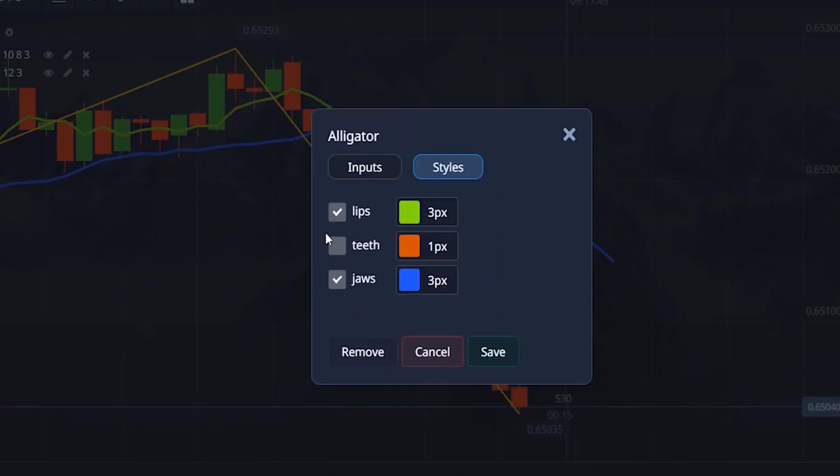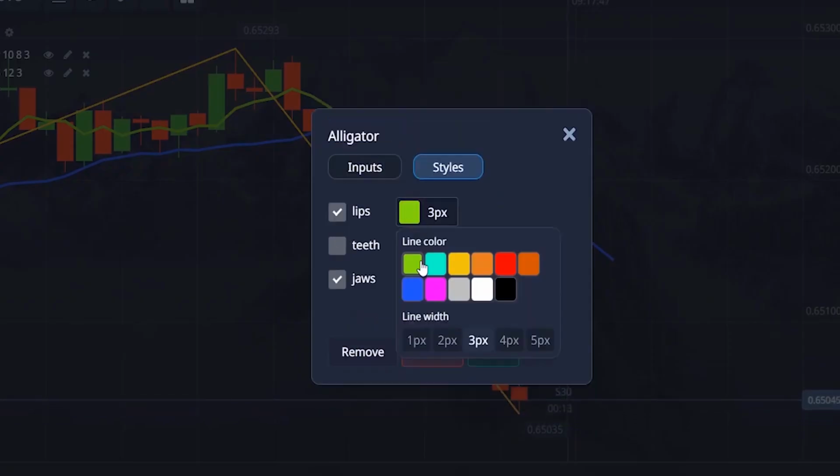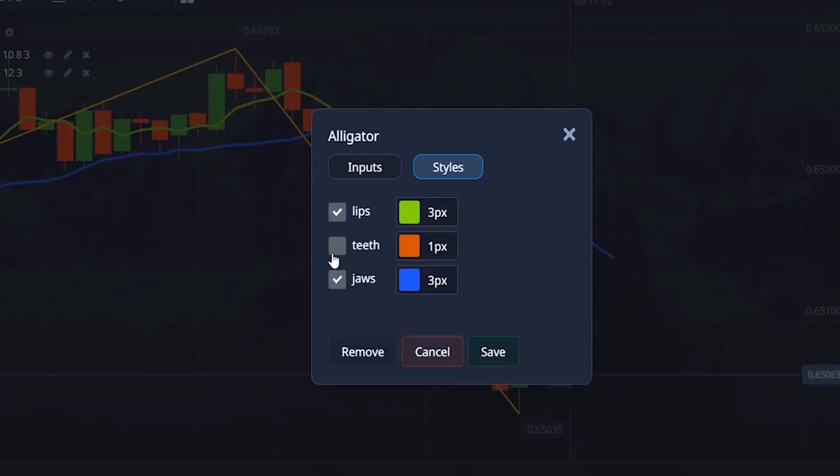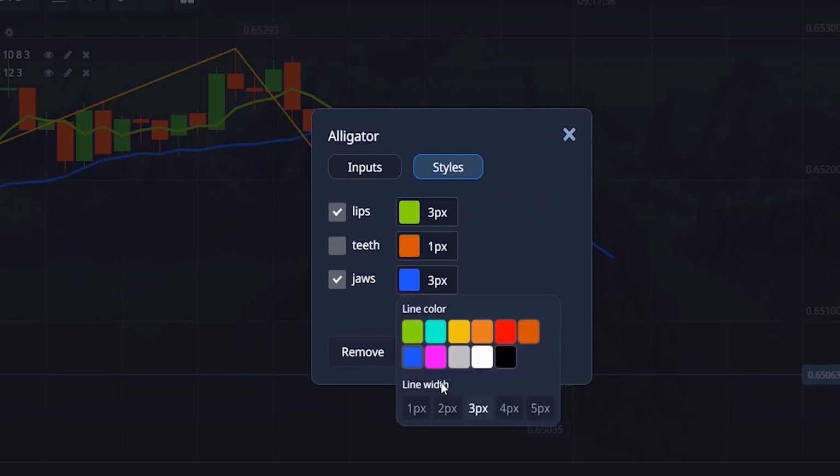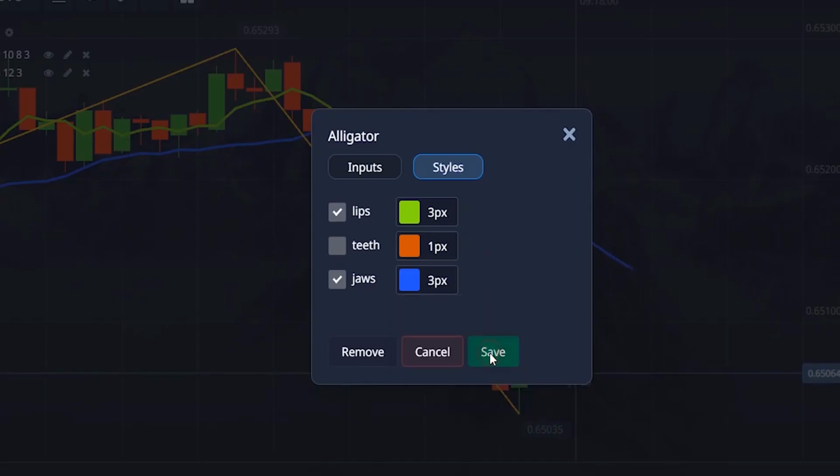Right here on the style level at the lips section, I'm going to be using a green color and I'll set it on 3 pixels. The teeth period I'm going to turn it off, while the jaw period I'm going to be using a deep blue color and I'll set it on 3 pixels as well. So when I'm done, I'll click on save.